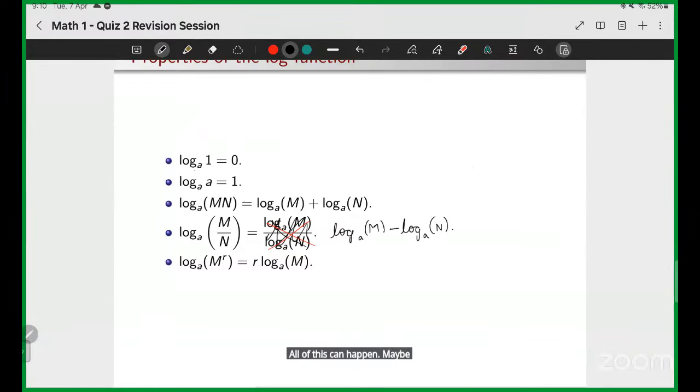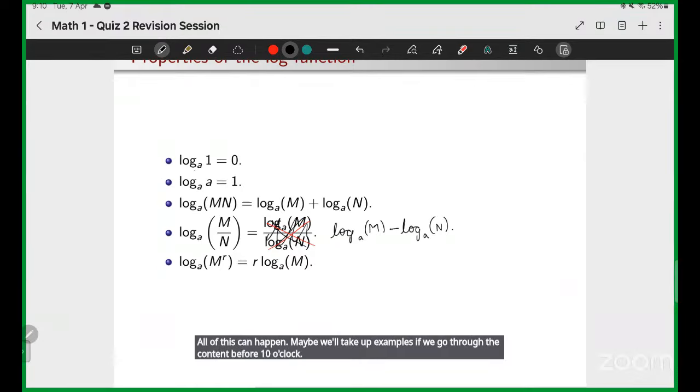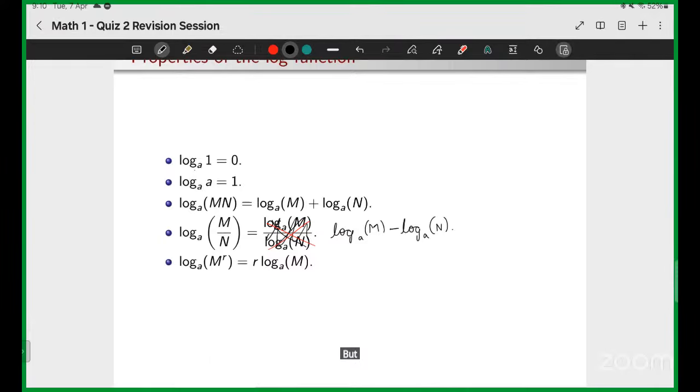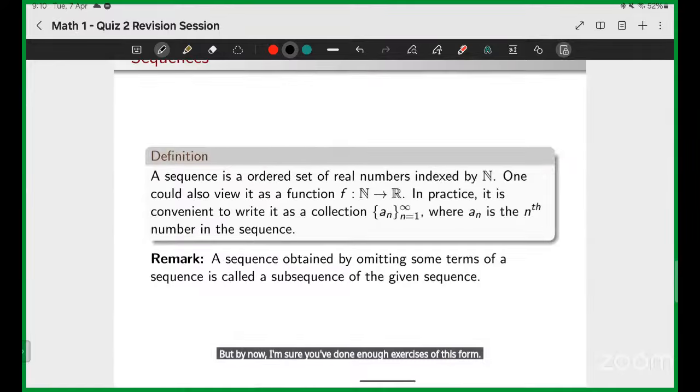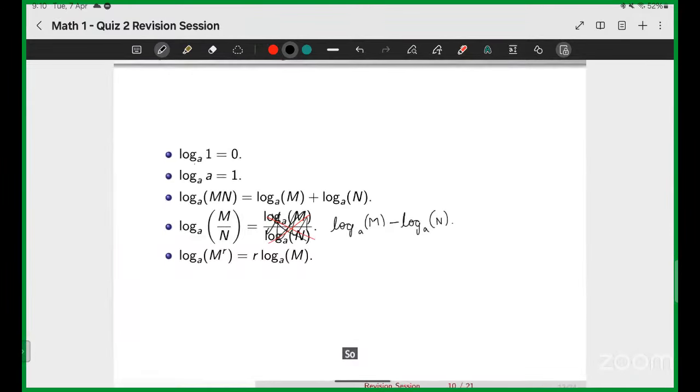Maybe we'll take up examples if we go through the content before 10 o'clock. But by now, I'm sure you have done enough exercises of this form. So that is it about exponential and logarithmic functions.